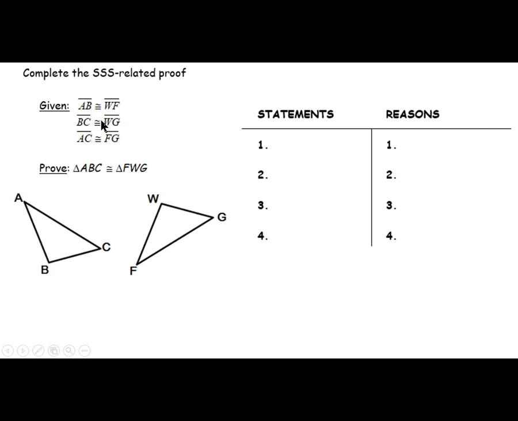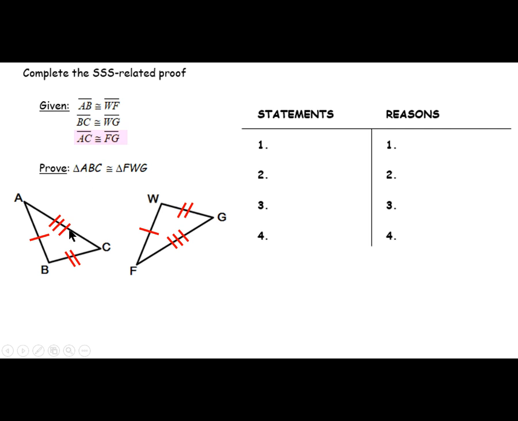For example, the first thing we're given is that segment AB is congruent to segment WF. So we go into our picture and we add those tick marks that represent that. Then, next thing we're given, segment BC is congruent to segment WG. So I'm going to go into the picture here and mark those. Again, that's just given information. Finally, go to the third piece of given information. Segment AC is congruent to segment FG.